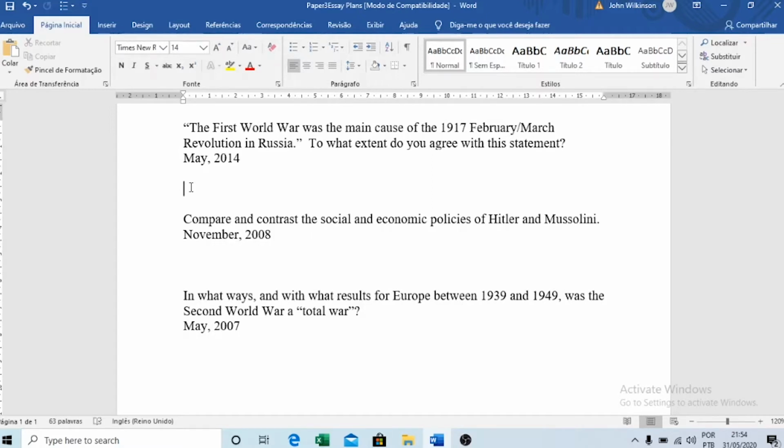The First World War was the main cause of the 1917 February-March Revolution in Russia. To what extent do you agree with this statement? All right. Okay, so I will always look to try and earn marks in introductions. And it seems to me that this is an essay that lends itself to a bit of context in the introduction. So the main statement is that World War I was the cause of the Feb Revolution. And that's where I'd begin.